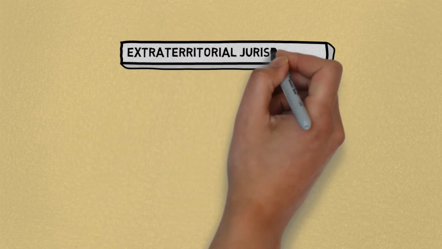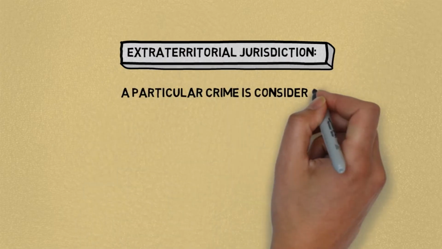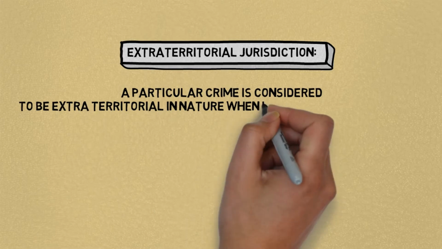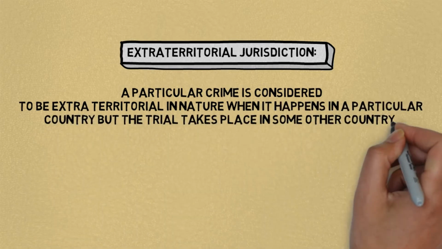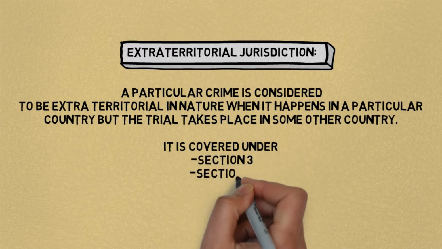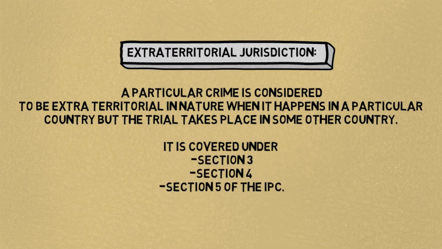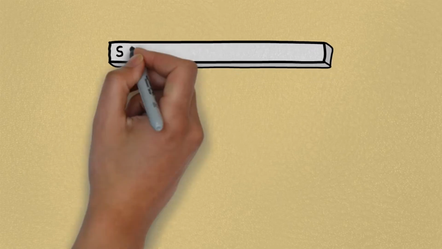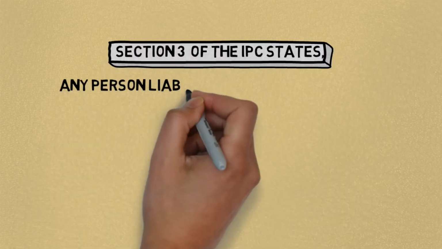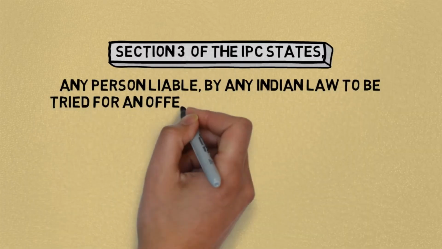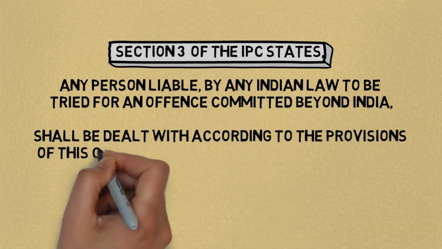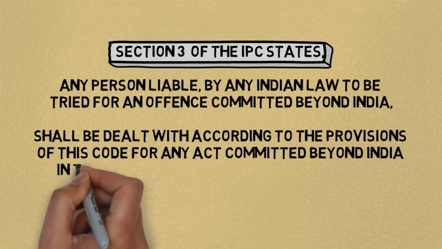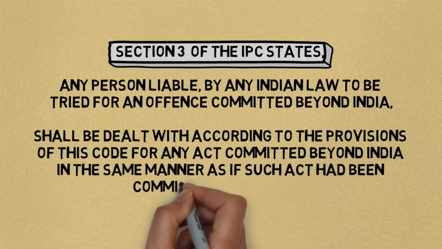Extraterritorial Jurisdiction. A particular crime is considered to be extraterritorial in nature when it happens in a particular country but the trial takes place in some other country. It is covered under Section 3, Section 4 and Section 5 of the IPC. Section 3 of the IPC states, any person liable by any Indian law to be tried for an offence committed beyond India shall be dealt with according to the provisions of this code for any act committed beyond India in the same manner as if such act had been committed within India.